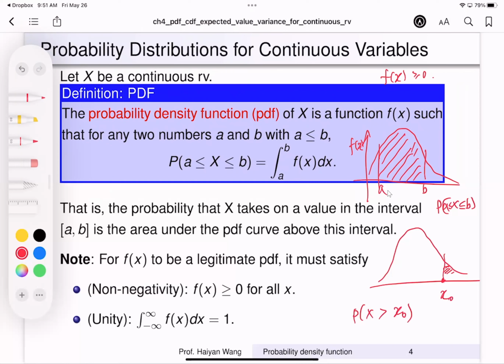Here A and B are the two numbers. A could be negative infinity and B could also be positive infinity. So if A is negative infinity, we're looking at the probability of x less than or equal to a number. On the other hand, if B is positive infinity, then we are looking at x greater than or equal to a number. Okay.